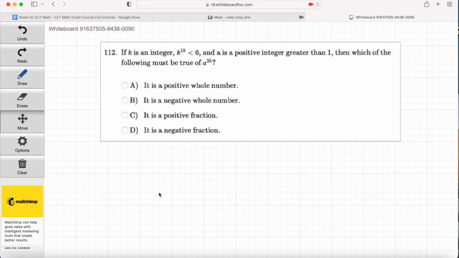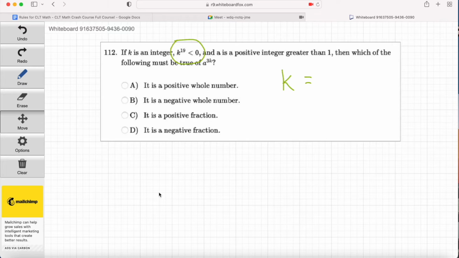Well, let's try plugging in values here. Give me a value for k. What do we need to make k equal? 1. I don't think 1's going to work. Because of this inequality, it says k to the power of 19 is less than 0. Which means what about k to the power of 19? It's going to have to be negative.